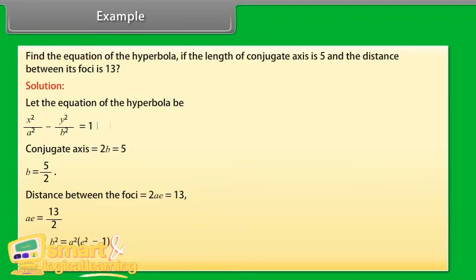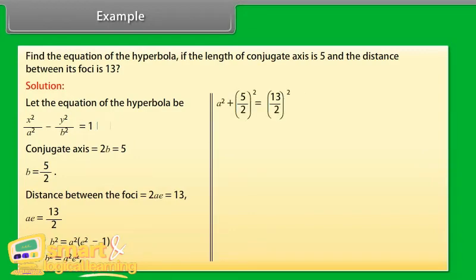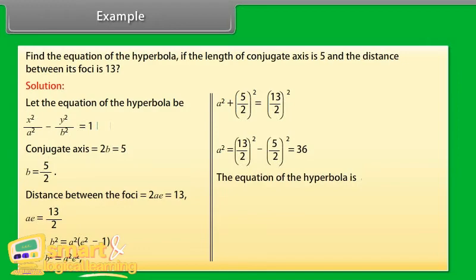Now, b square is equal to a square into e square minus 1. So a square plus b square is equal to a square e square. A square plus (5 by 2) whole square is equal to (13 by 2) whole square. A square is equal to (13 by 2) whole square minus (5 by 2) whole square, which is equal to 36. The equation of the hyperbola is x square by 36 minus y square by 25 by 4 is equal to 1. That is, x square by 36 minus 4y square by 25 is equal to 1.